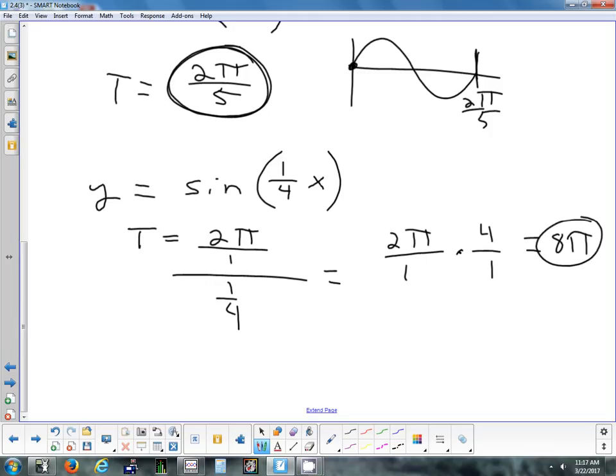Which is what you would expect to happen. If your graph is going to stretch out 4 times as much, the period should become 4 times as big. And 8 is 4 times as big as 2. Good. Any questions on that one?